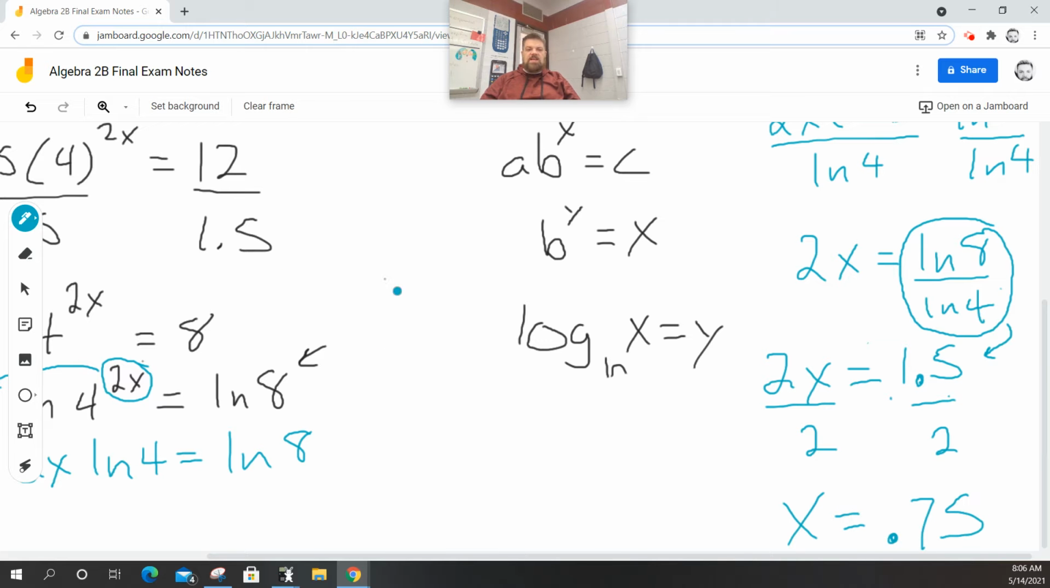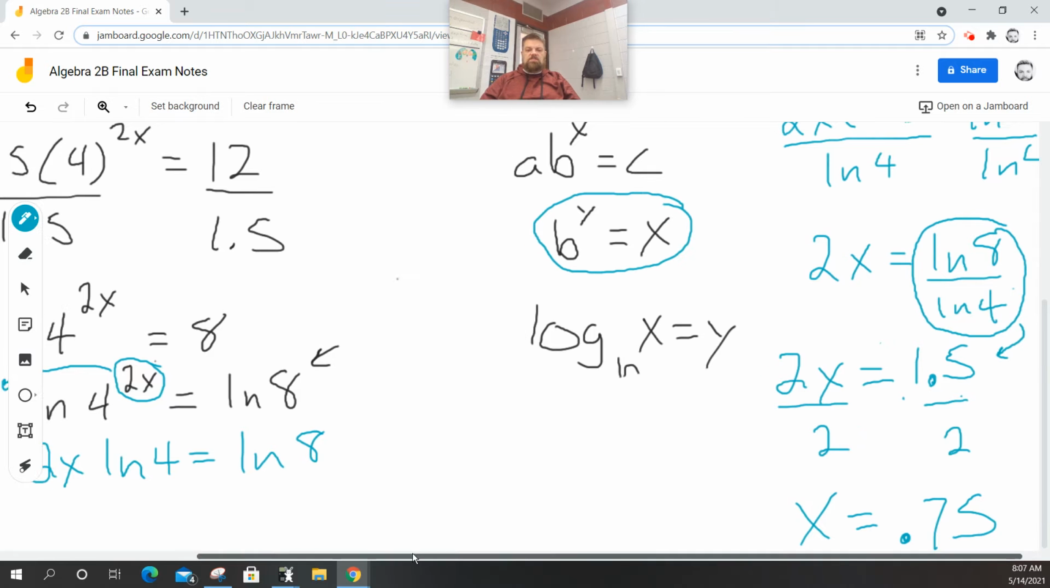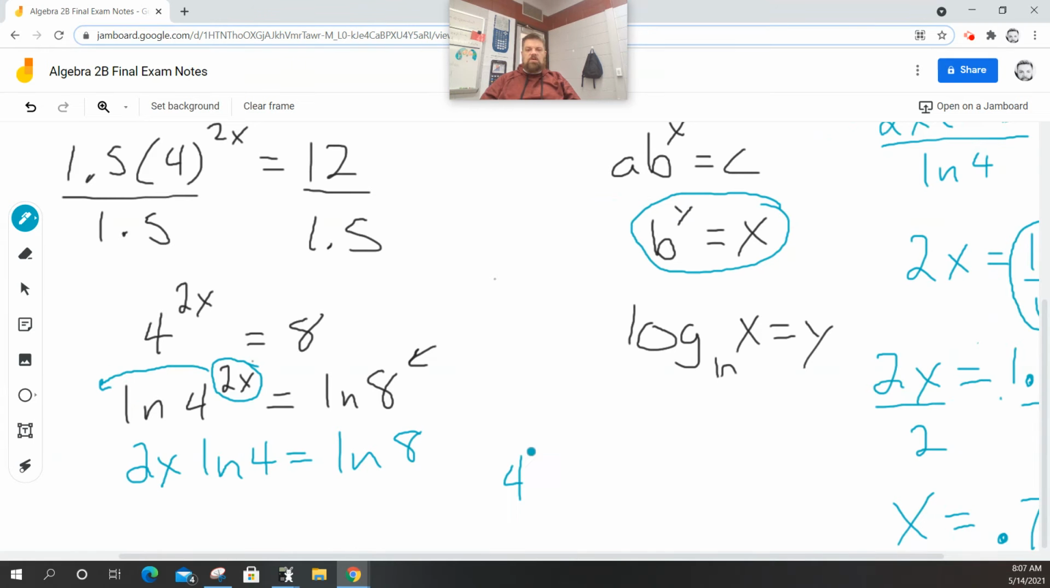Now, remember I said that relationship is like this. So if I say 4 raised to the 2 times 0.75, okay, it should equal 8. So I'm just plugging that into this, or I could plug it into the whole equation.